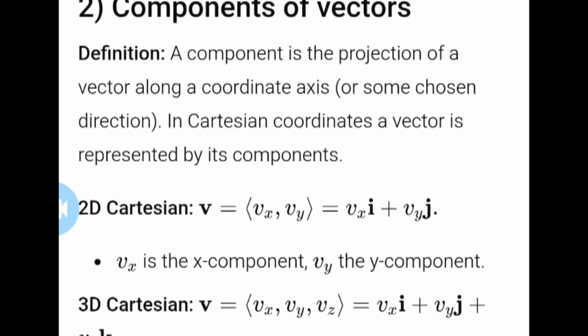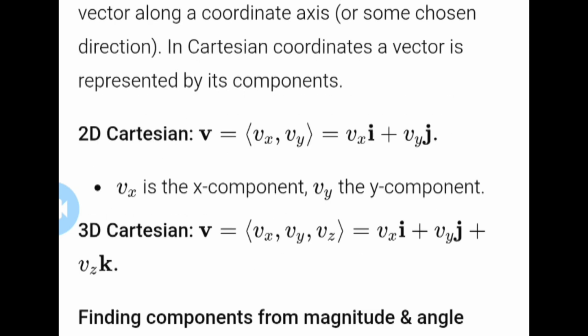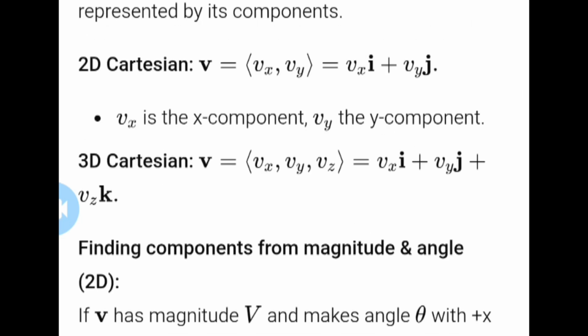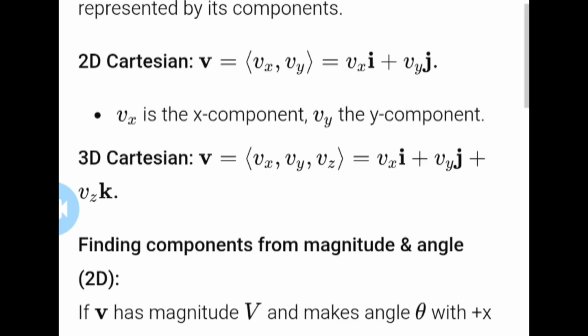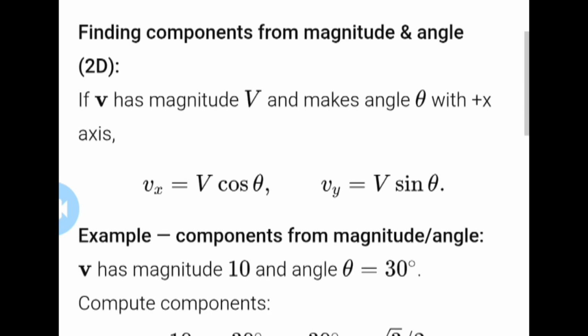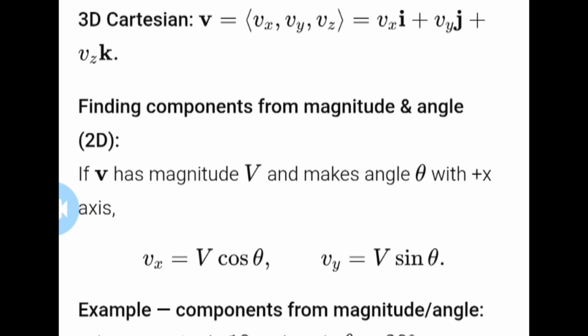Part 2, components of vectors. Definition. A component is the projection of a vector along a coordinate axis or some chosen direction. In Cartesian coordinates, a vector is represented by its components. Previously we mentioned Cartesian and polar coordinates. In Cartesian coordinates, you have i and j values. In polar coordinates, you have r values and cos theta values. 2D Cartesian, v equals (vx, vy) equals vx i plus vy j. So the i and j are nothing more than the x and y component. Vx is the x component, Vy is the y component.